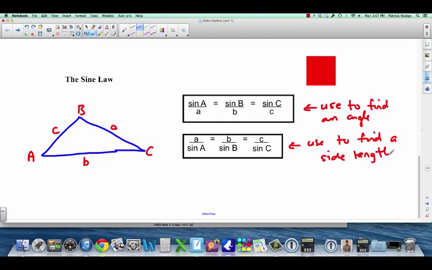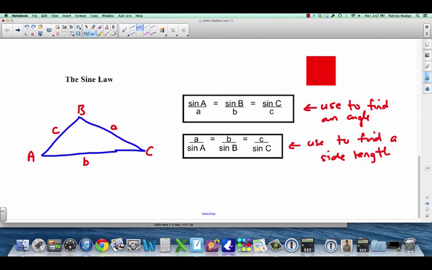Okay, now I've said this, it's not totally true. You can use this top one to find a side length. It's just a little more awkward. And you can use this one to find an angle. It's just a little more awkward. So I advise you to do it this way. And the thing you're trying to find goes on top. If you're trying to find a side length, use the small letters on top because those are side lengths. If you're trying to find an angle, use the capital letters on top because those are angles.